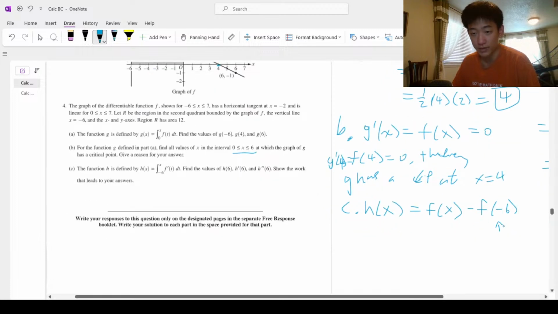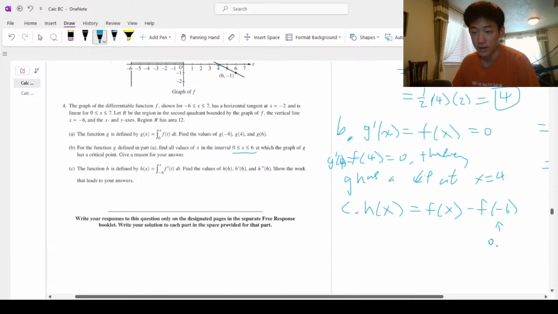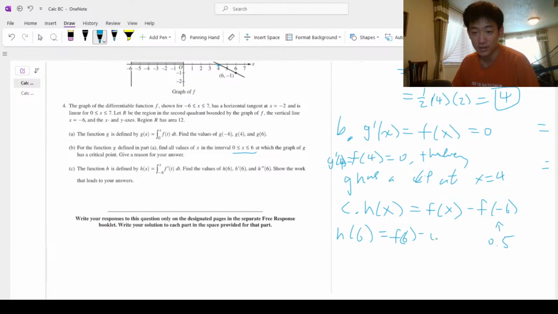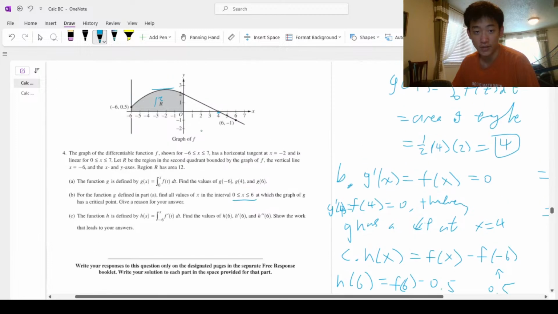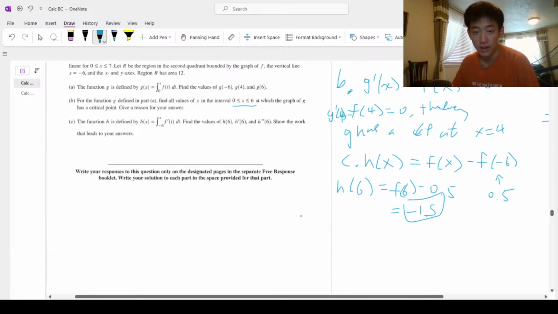And f of -6 is given to be 0.5. So this makes it really nice for us. H of 6 equals f of 6 minus 0.5. That equals, okay, f of 6, what is that? F of 6 is -1. So this is -1.5. Okay, let's keep on going. H prime of 6, okay.